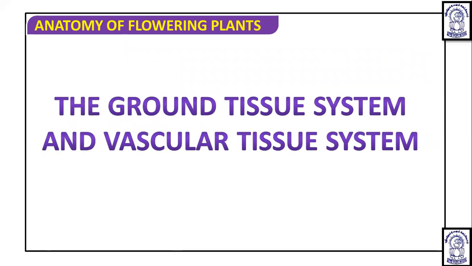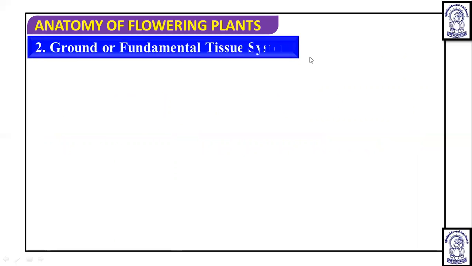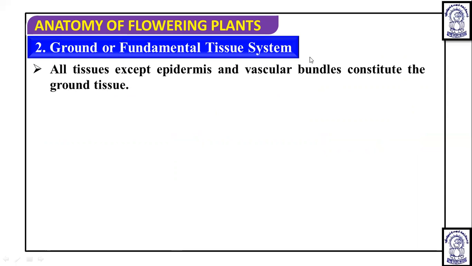Now onwards we are going to discuss the ground tissue system and the vascular tissue system. The ground tissue system is known as the fundamental tissue system. Why? Because the majority of the plant body is made up of this ground tissue system. All tissues except the epidermis, epidermal structures, and vascular bundles constitute the ground tissue. It does not include the tissues present in the epidermis and vascular bundle, like xylem and phloem. The remaining tissues are part of this ground tissue.